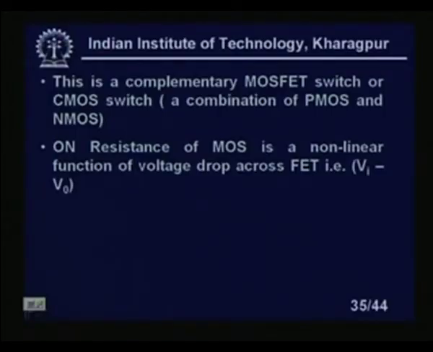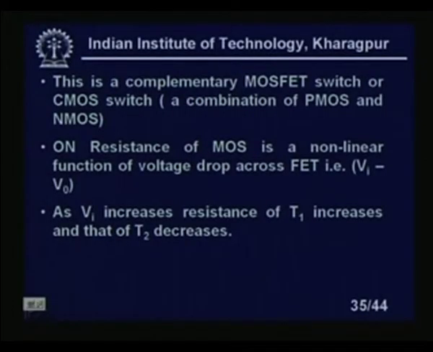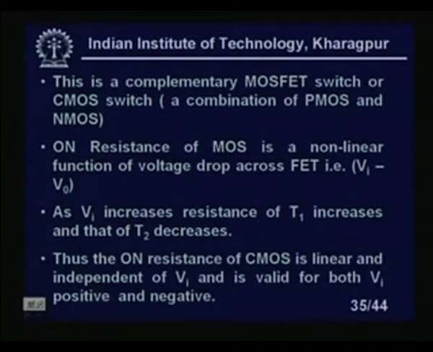Now, the on resistance of a MOS is a nonlinear function of the voltage drop across the FET, that means Vi minus V0. This can be linearized by using two MOS in parallel: in one case the resistance increases with the voltage, in the other it decreases. So this will be nullified and the relation between voltage and on resistance will remain constant. As Vi increases, the resistance of T1 increases and that of T2 decreases. Thus, the on resistance of the CMOS is linear and independent of Vi, and is valid for both positive and negative Vi.